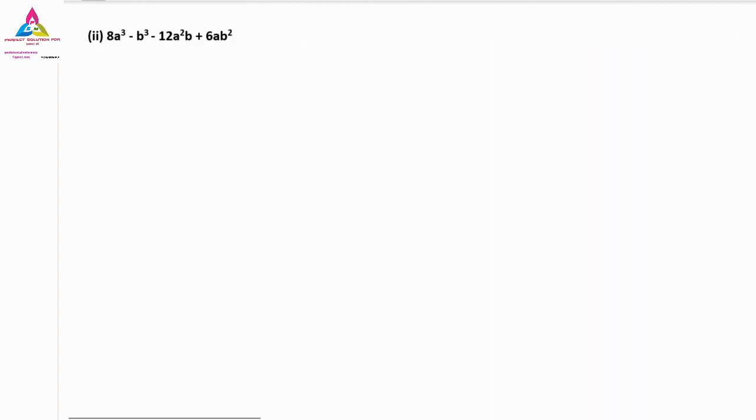Coming to the second question, it is similar, but only one thing is different. Here you can see the negative symbol. The question is 8a cube minus b cube minus 12a square b plus 6ab square. So the formula will remain the same, that is x cube minus y cube minus 3x square y plus 3xy square equals x minus y the whole cube. That is the formula we have. This is the identity you have already learned.